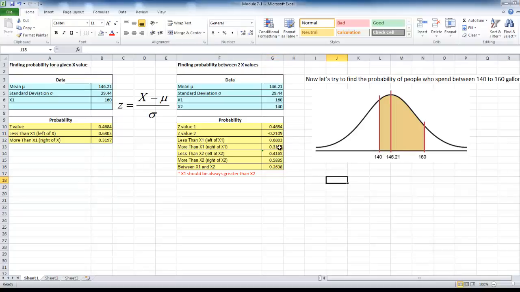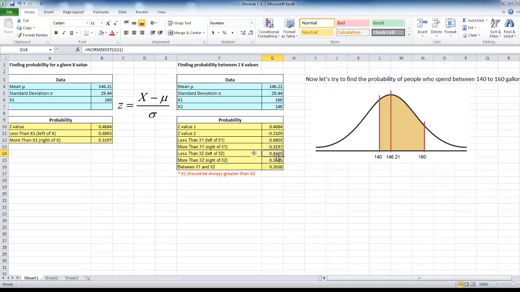Now the next step, I need to find out the area between 160 to the end, which is NORM.S.DIST G10. So from 160 to the end is 68.03. Now more than x1, which is this side here, we already found this earlier in the previous example, 0.3197.